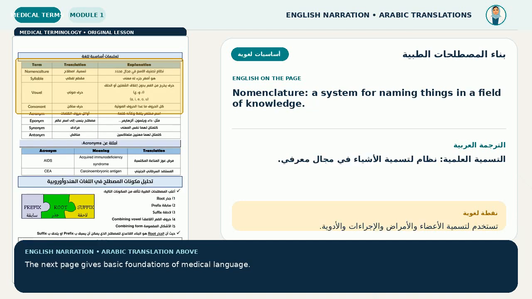The next page gives basic foundations of medical language. Nomenclature means a system for naming things in a field of knowledge.